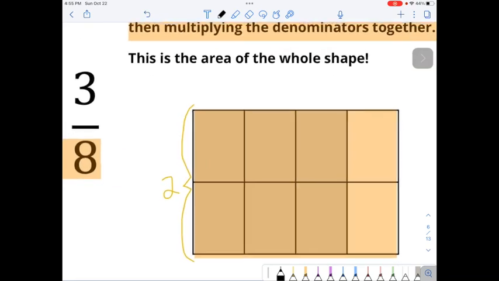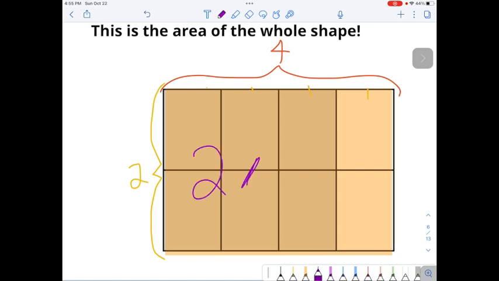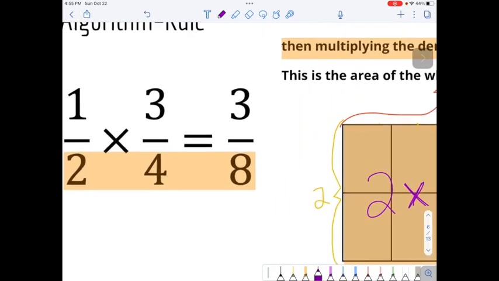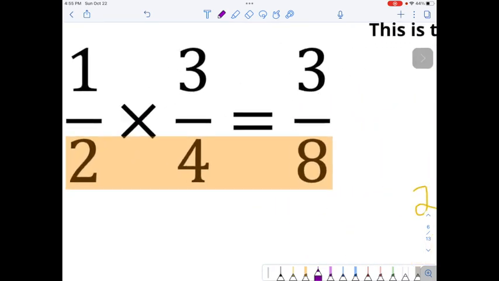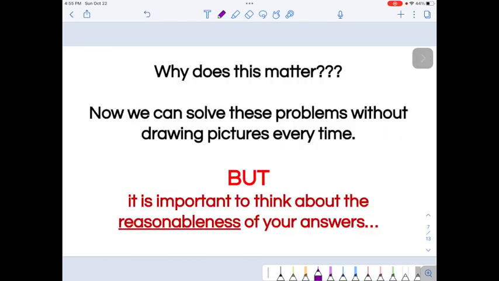So notice I already put a 2 vertically because it's 2 blocks tall. And if we count across, it's 1, 2, 3, 4. It is 4 wide. So if I wanted a shortcut to find how many blocks or how many parts are in this entire shape, I can do 2 times 4, and that gives me 8. And that's exactly what we're doing on the bottom. This shortcut is just telling us what we would draw if we were going to draw this entire part out.